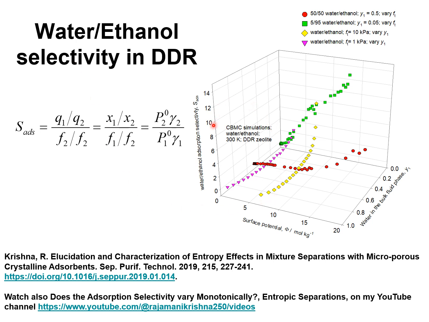DDR is one of the important candidates for use in pervaporation separations. The selectivity reversal that is observed here is caused by entropy effects that favor the adsorption of the smaller guest molecule, which in this case is water. Watch also my presentation on entropic separations on my YouTube channel.